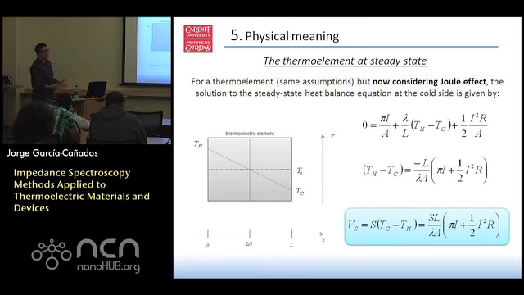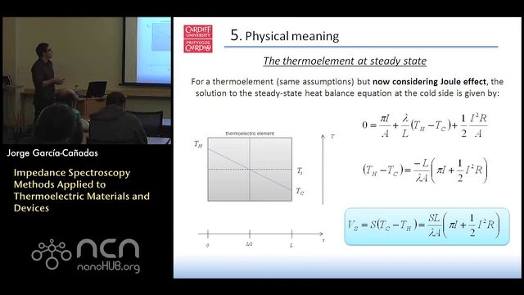Let's look now at some physical meaning. There are some parameters that can be extracted from the impedance experiments that are interesting, and we're going to try to see here a little bit more physical point of view. So now we have again our thermo element, same assumptions: parameters independent of temperature, initial thermal equilibrium, but adiabatic conditions. Now I'm going to consider as well the Joule effect.